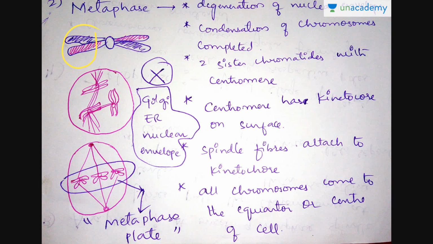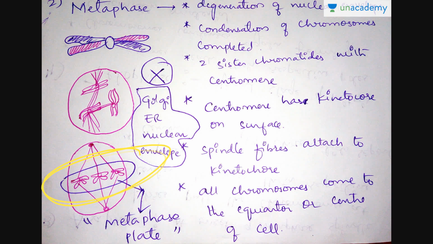Two sister chromatids with a centromere are formed. The centromere has a small structure on it called kinetochores. Okay, the spindle fibers from the cell membrane attach to the kinetochores as shown in this diagram, and all the chromosomes come to the center part or the equator part of the cell.